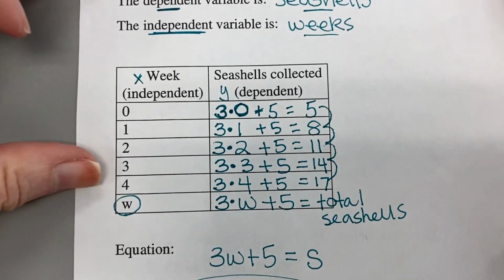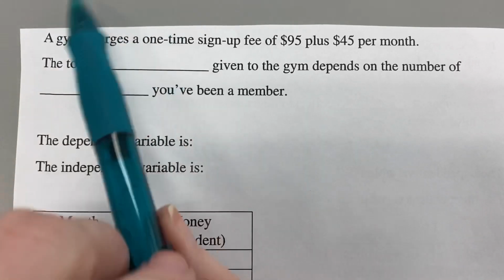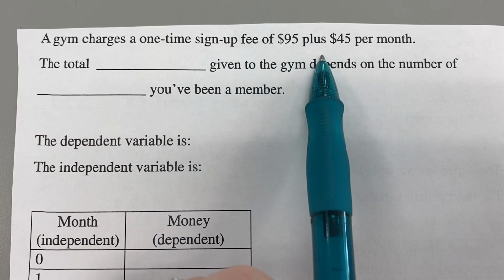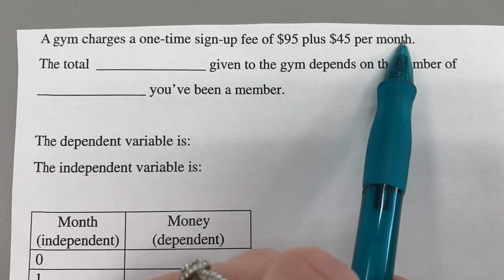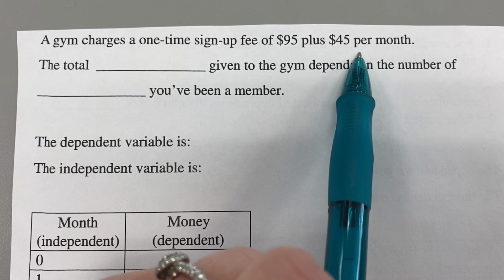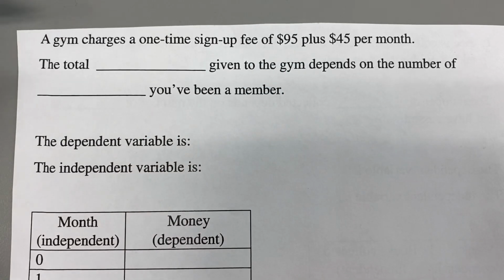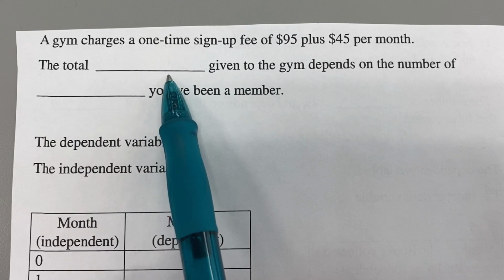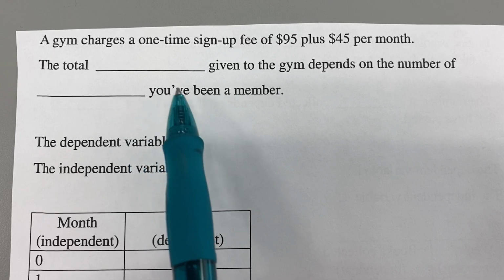Okay, I have one more sort of like this, and then we'll be done. Okay, here's our next example. A gym charges a one-time sign-up fee of $95 plus $45 per month. That means you're paying $45 every month to be a member, plus a one-time sign-up fee of $95. So let's see if we can fill these blanks in. The total blank given to the gym depends on the number of blank you've been a member.